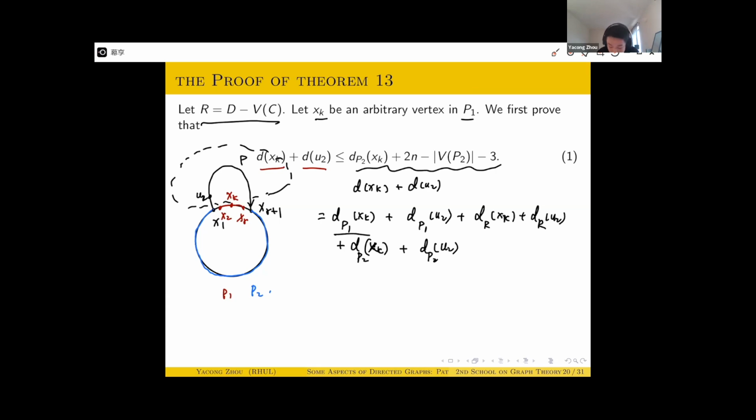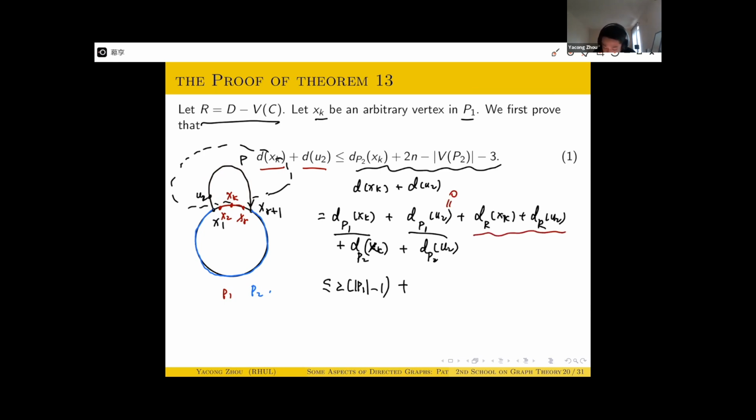For this term, I just gave a trivial bound, which is two times the order of P1 minus one. And for this term, we can observe that U2 cannot have any neighbor in here, because if it did, then we would get a C bypass of gap less than gamma. So this degree here should be zero.